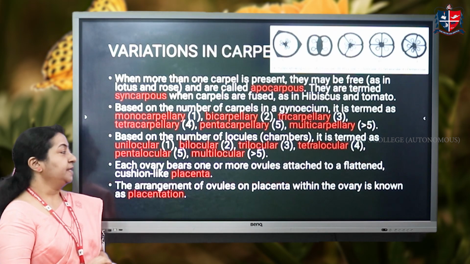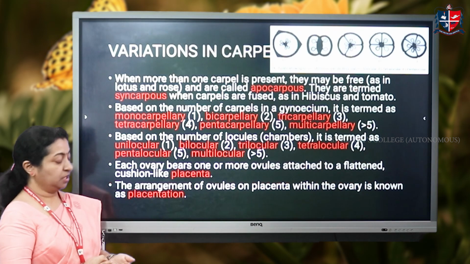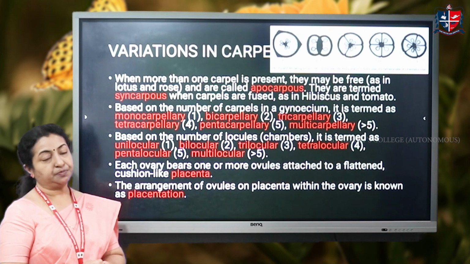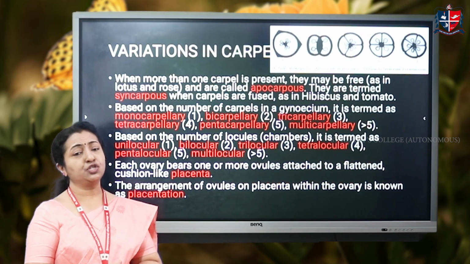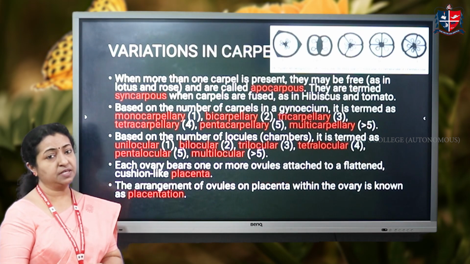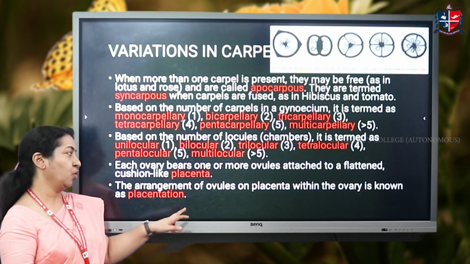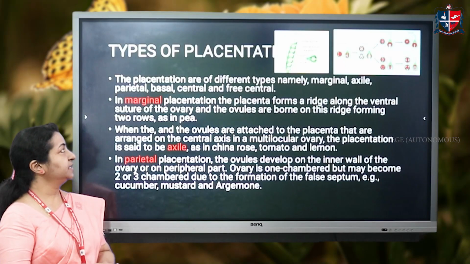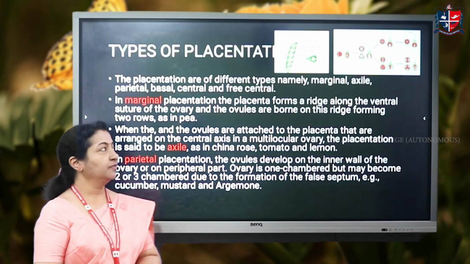Now we will go into the importance of the placenta. The mode of arrangement of the ovules by means of their placenta within the ovary is referred to as placentation. Now we have different types of placentation: marginal, axile, parietal, basal, central, and free central.